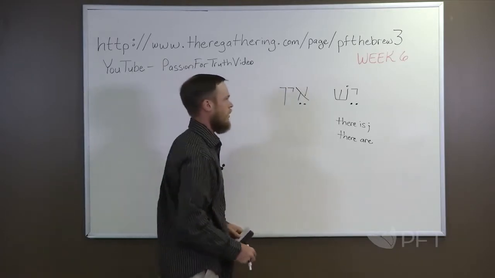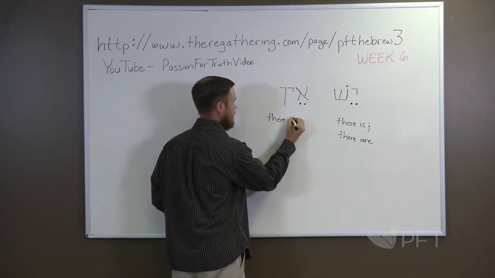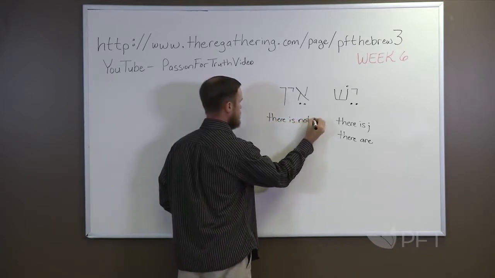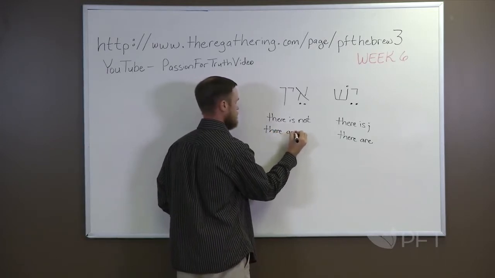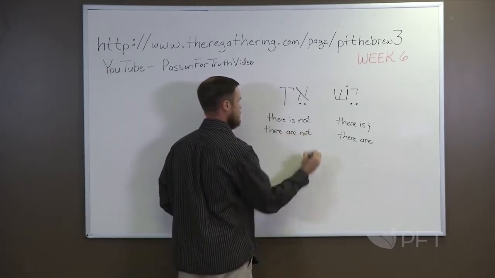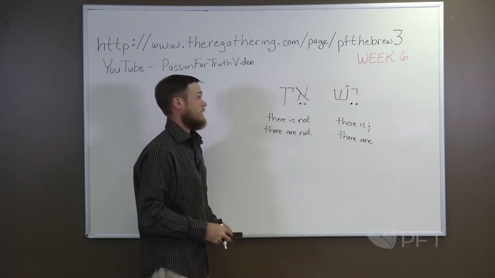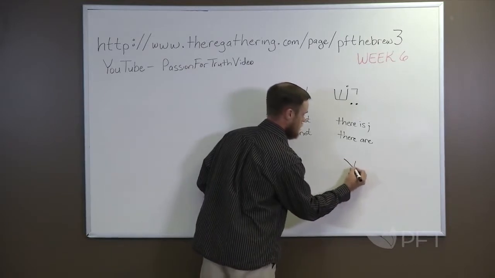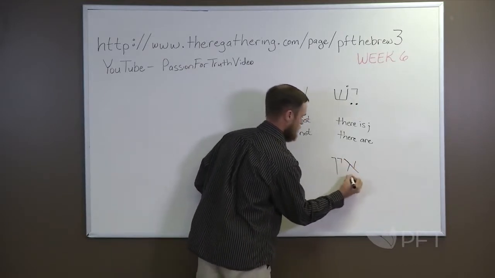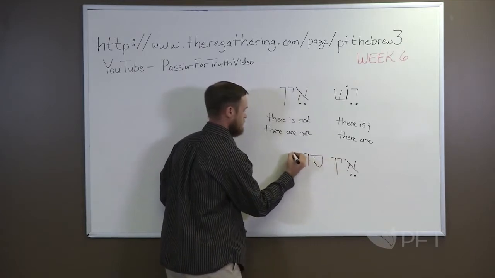Ein is the one you'll encounter more often, because ein means there is not, or there are not. So if I wish to say there are no horses, ein susim.